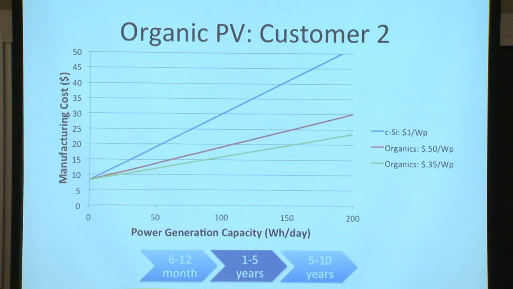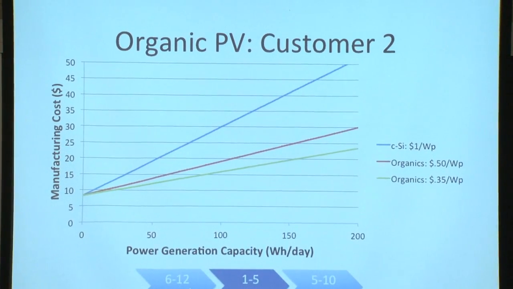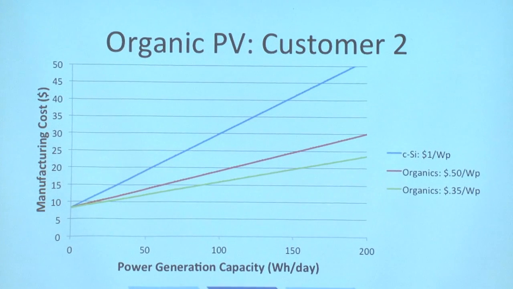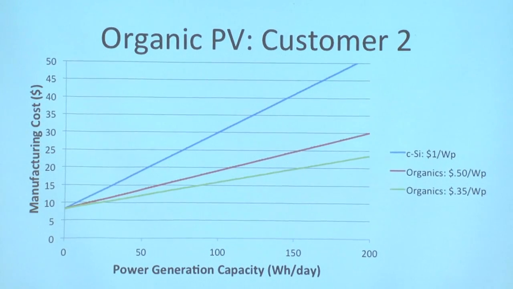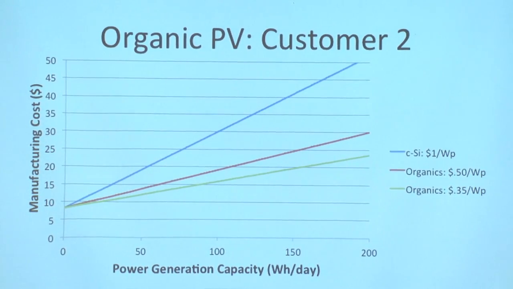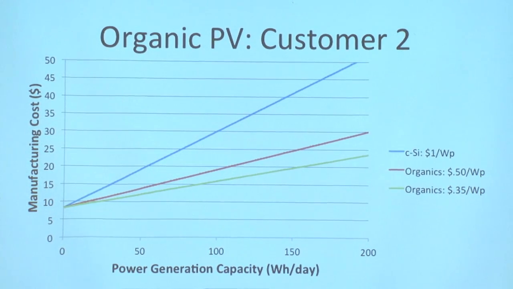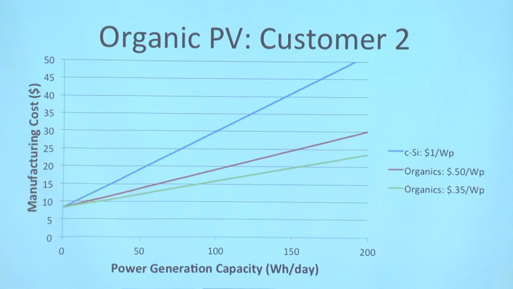Okay, the second thing we're going to look at is how organic PV might be useful to the high performance modules that are entirely separated from the devices that they charge. This is the second customer. This is a plot of the manufacturing cost of the entire device versus the power generation capacity, and it compares $1 per watt silicon with 50 cent and 35 cent per watt organic PV.